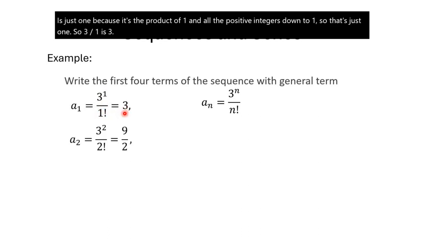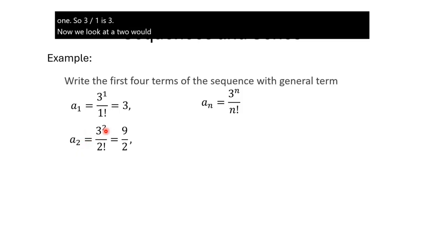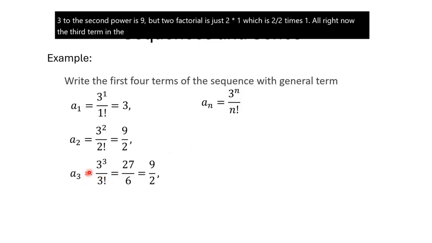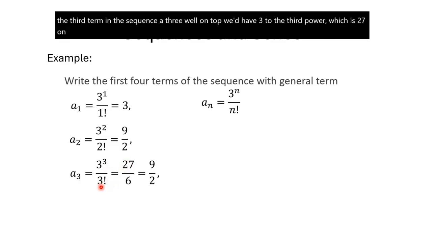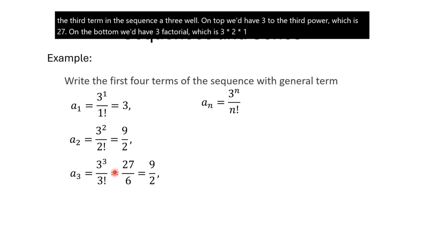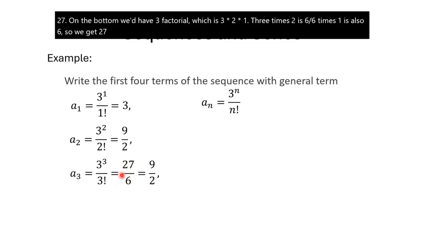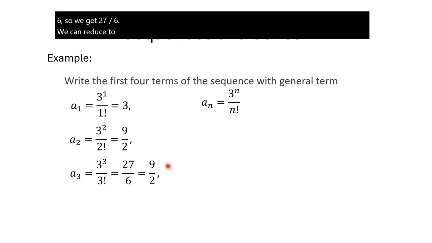Now a2 would be 3 to the second power, because now n is 2, divided by 2 factorial. Well, 3 to the second power is 9, but 2 factorial is just 2 times 1, which is 2. Now the third term in the sequence, a3: on top we'd have 3 to the third power, which is 27. On the bottom we'd have 3 factorial, which is 3 times 2 times 1. 3 times 2 is 6. 6 times 1 is also 6. So we get 27 over 6, which we can reduce to 9 over 2.